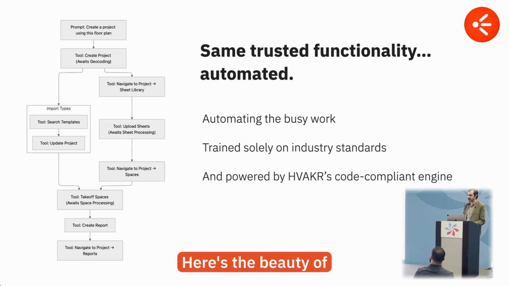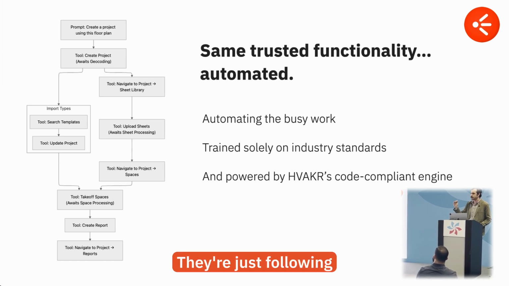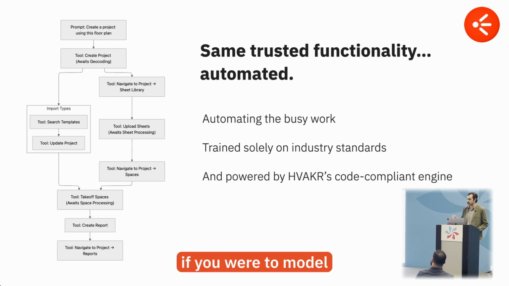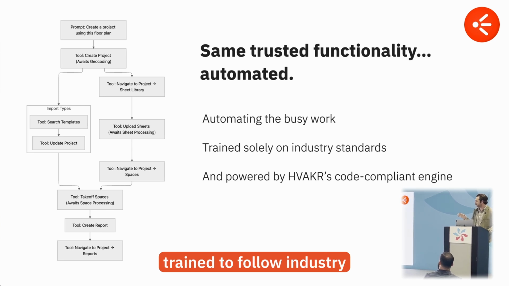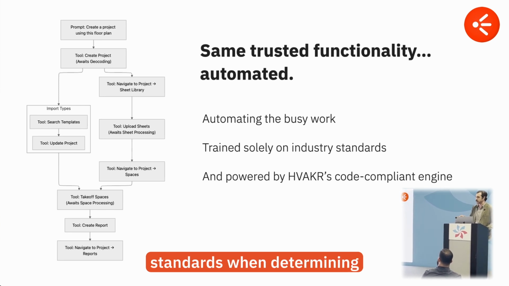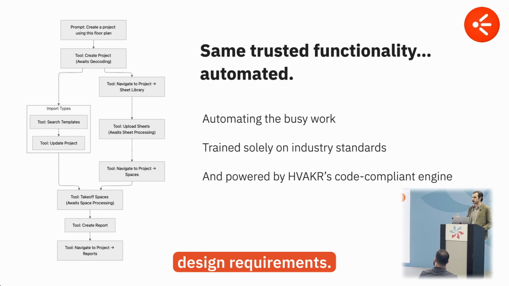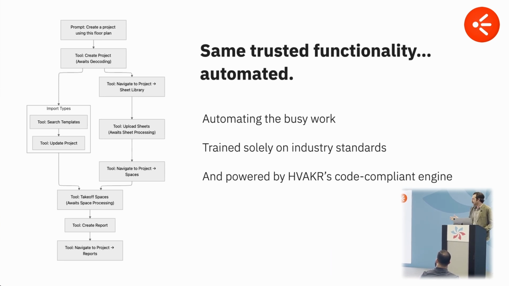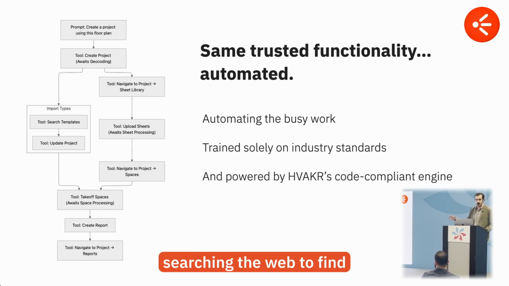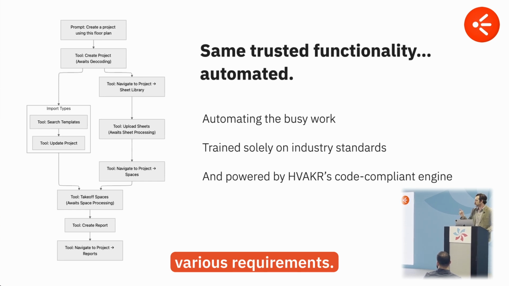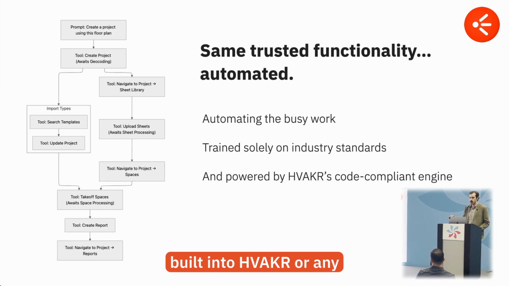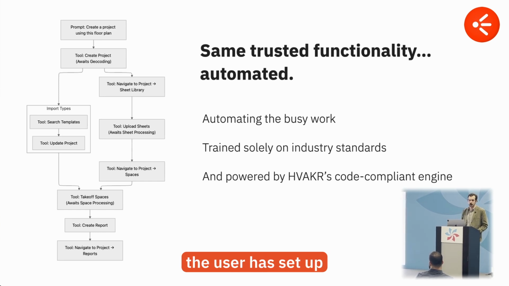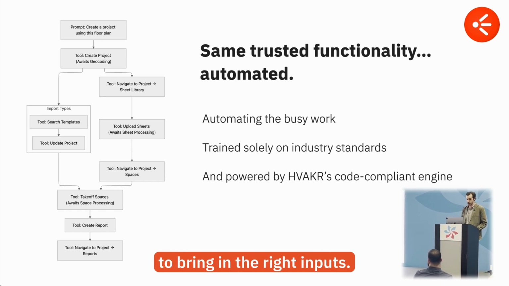Here's the beauty of it. These agents, they're just following the same steps and the same procedures that you would do if you were to model this project manually in HVAKR. And they're trained to follow industry standards when determining design requirements. So for the space types, for instance, it's not searching the web to find various requirements. It's looking specifically for ASHRAE tables built into HVAKR or any other templates that the user has set up for their organization to bring in the right inputs.